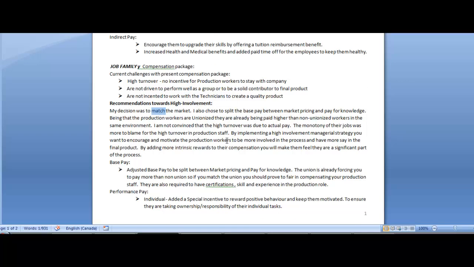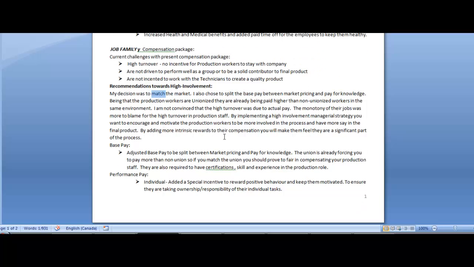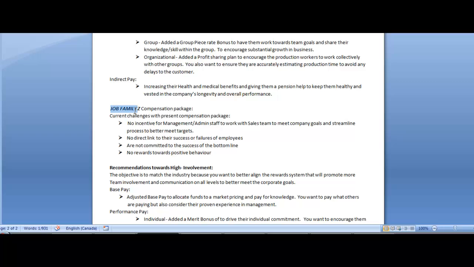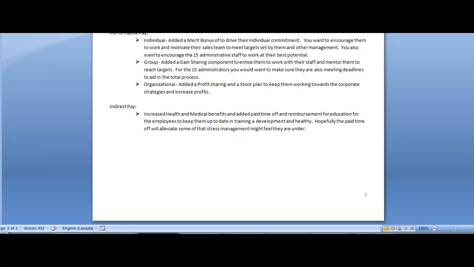She also told us right up front if she was going to match, lead, or lag the market. And she explains all of her decisions and why she chose them, right? And again, she did that for the third job family. So that was basically two pages. She did it in two pages. And then she actually did an Excel spreadsheet, which I didn't want them to do. I would prefer you did a Word document, because I want you to submit one document.